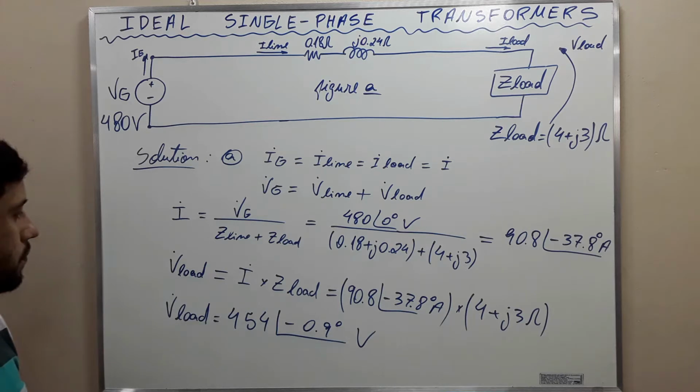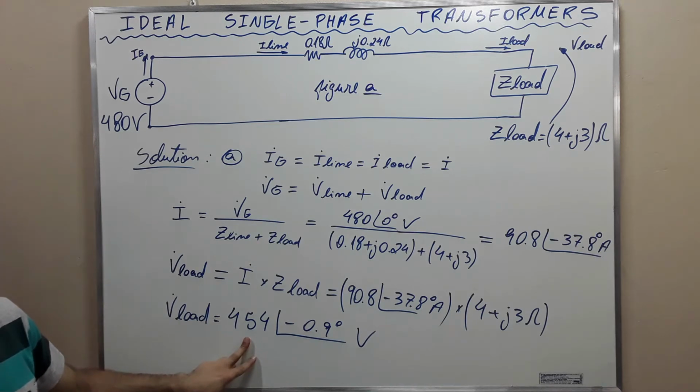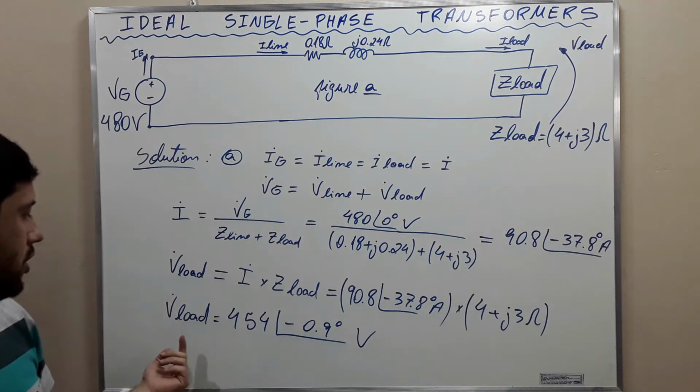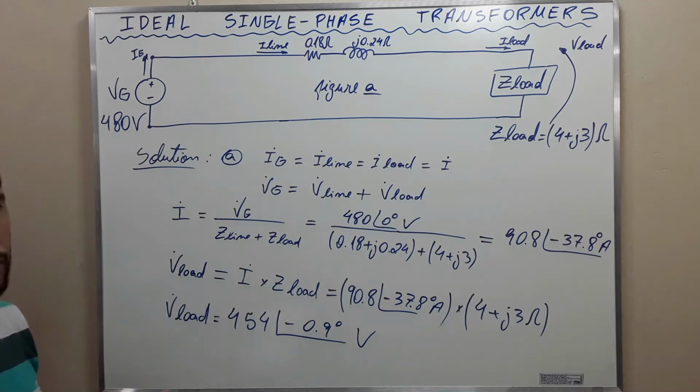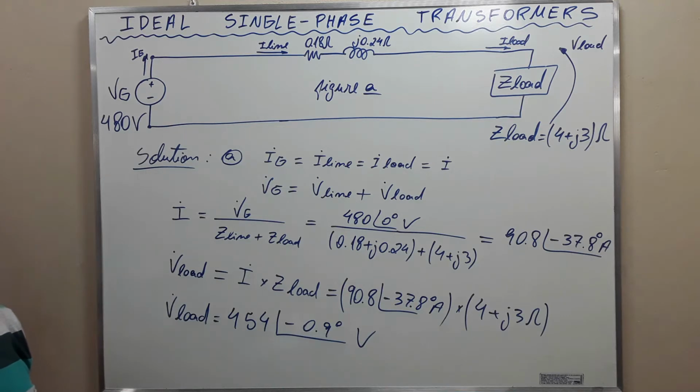Okay? You see that the voltage of the generator is 480 volts, and the voltage at the load 454. What if we want the voltage at the load as close as possible to this? We are going to use some method, some piece of equipment to do this job. And the equipment that does this is a transformer. But before using transformers, let's calculate the power lost through transmission, the line losses.